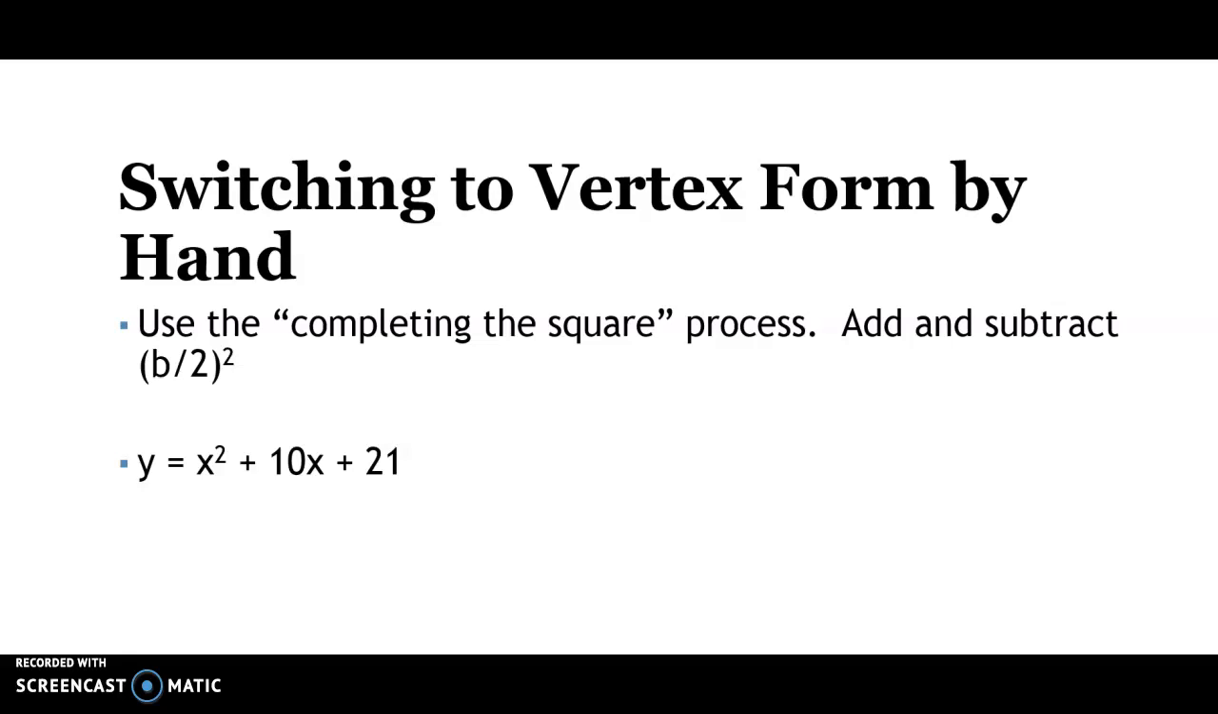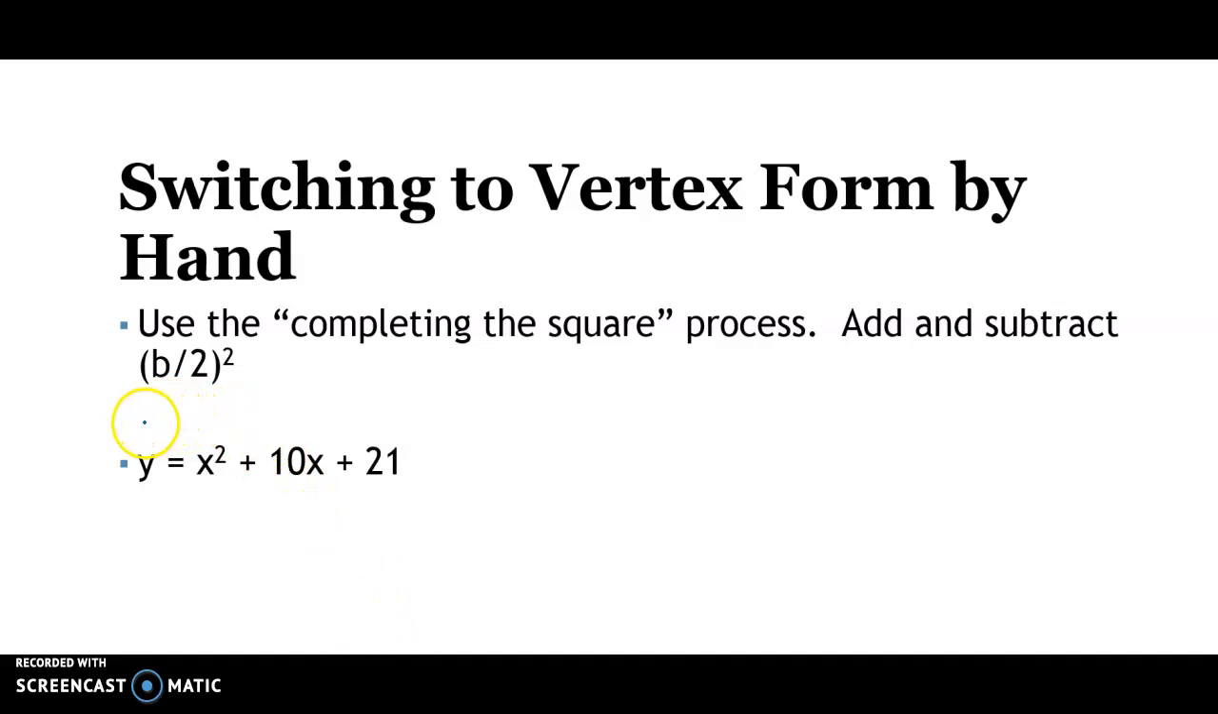For this video, we are switching to vertex form by hand, and we're going to use the completing the square process. That is the process where you add and then subtract (b/2) squared. So a couple details before we dive into this.